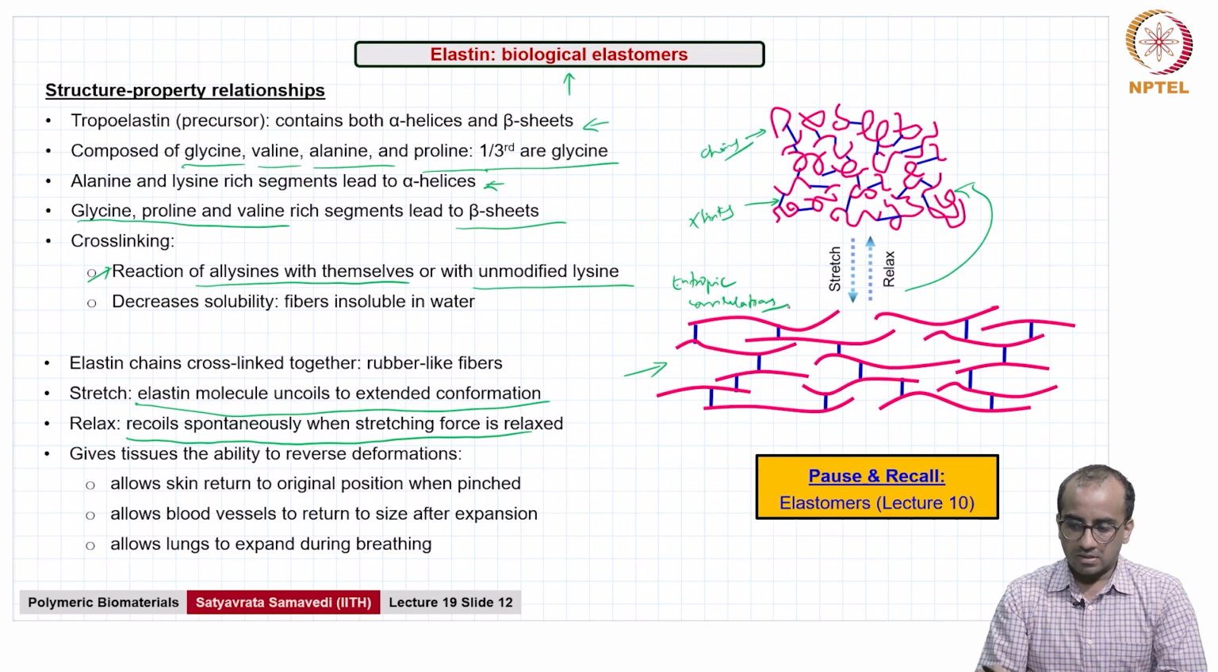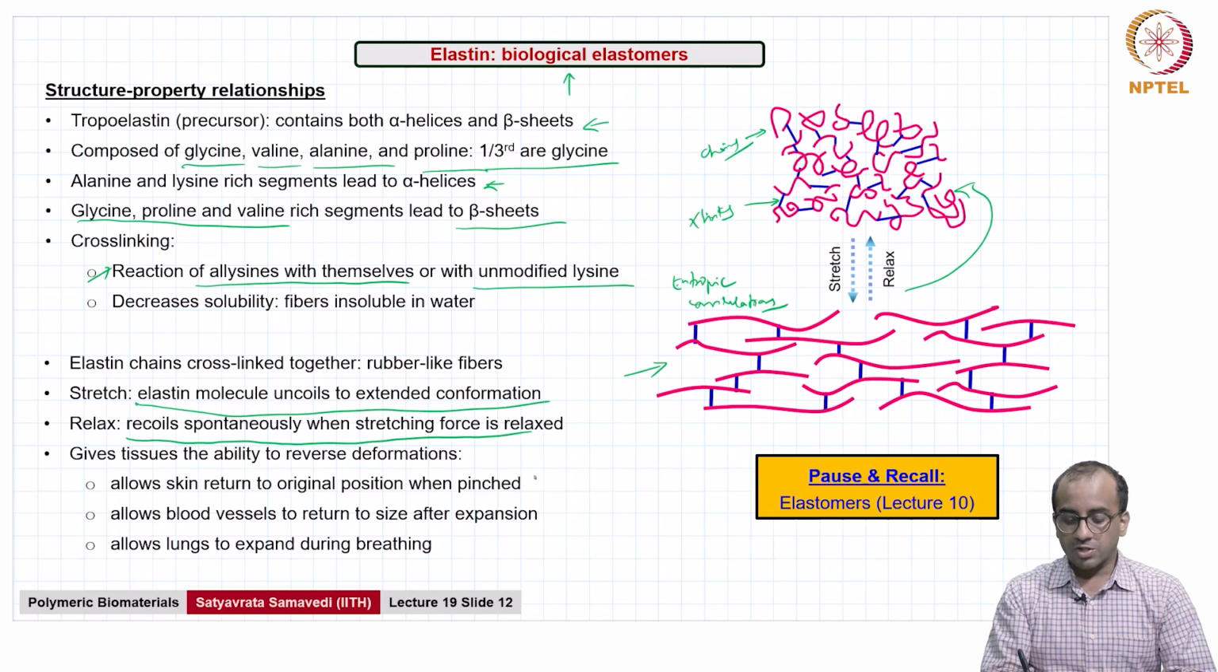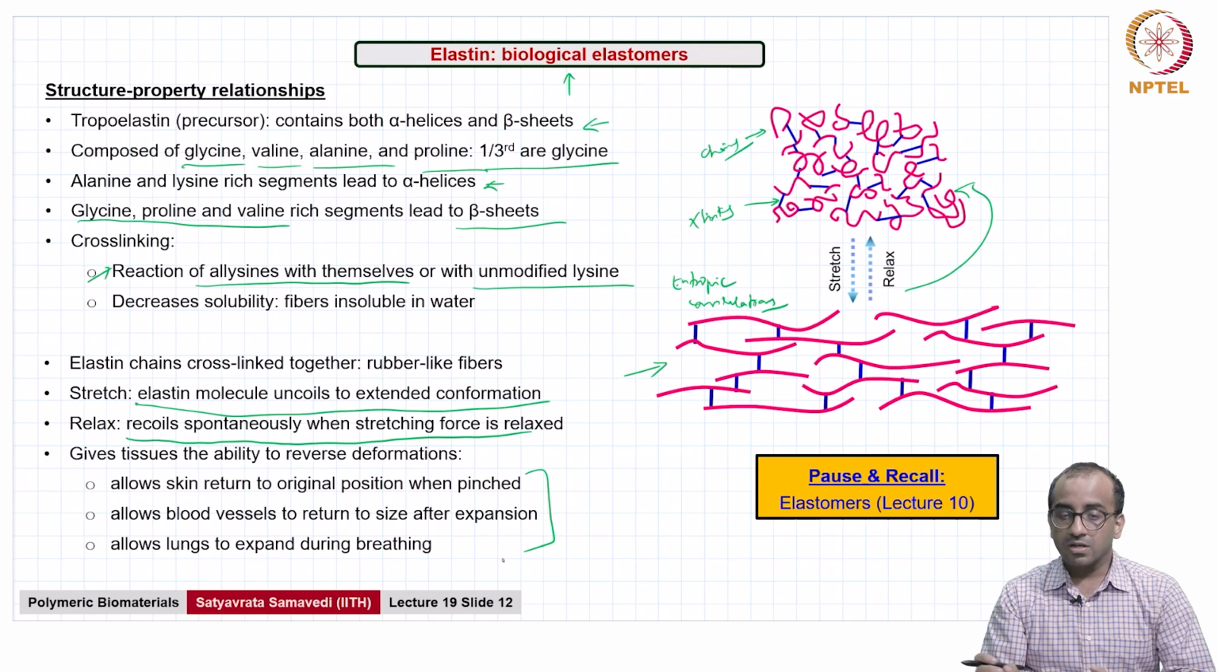And this structural protein is very important in a lot of tissues where this kind of stretch and relax elastomeric behavior is very desirable. Some examples of which are shown here. One reason why your skin returns to its original position when pinched is because of elastin. Blood vessels return to their normal size after expansion because of elastin. Lungs are able to expand during breathing and go back to the normal size because of elastin. So, wherever you can think of tissues that require reversible deformation with elastomeric properties, most likely you will find elastin.